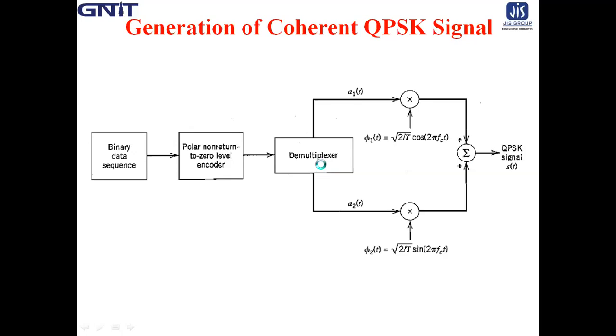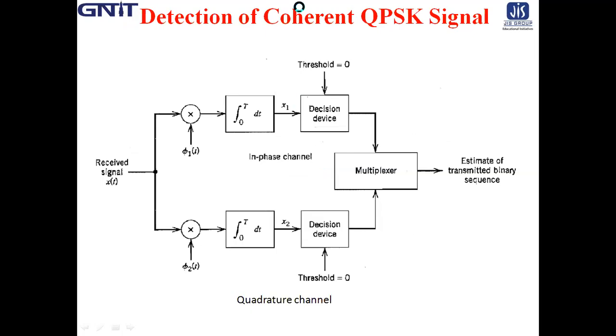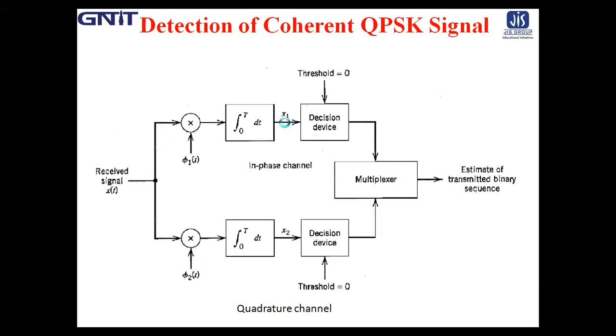Next is the detection or demodulation of a coherent QPSK signal. The QPSK receiver consists of a pair of correlators with a common input, supplied with a locally generated pair of coherent reference signals phi1(t) and phi2(t), which is shown in the figure. The correlator outputs x1 and x2, produced in response to the received signal x(t), are each compared with a threshold of 0.